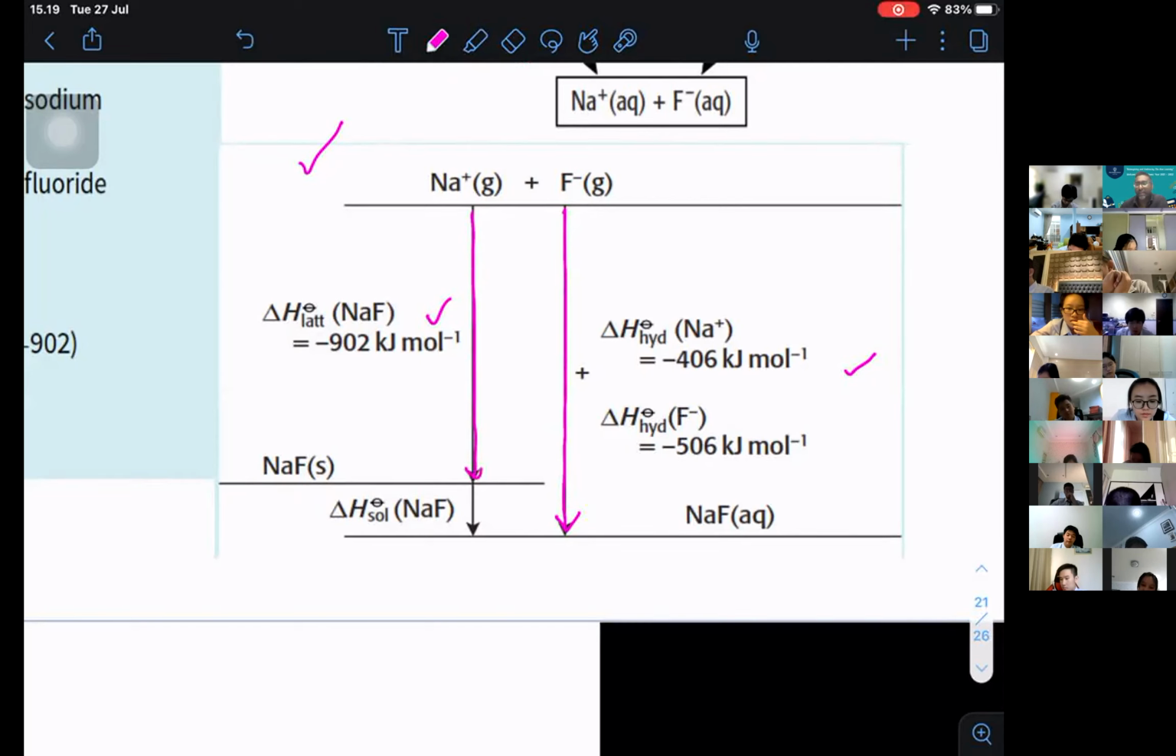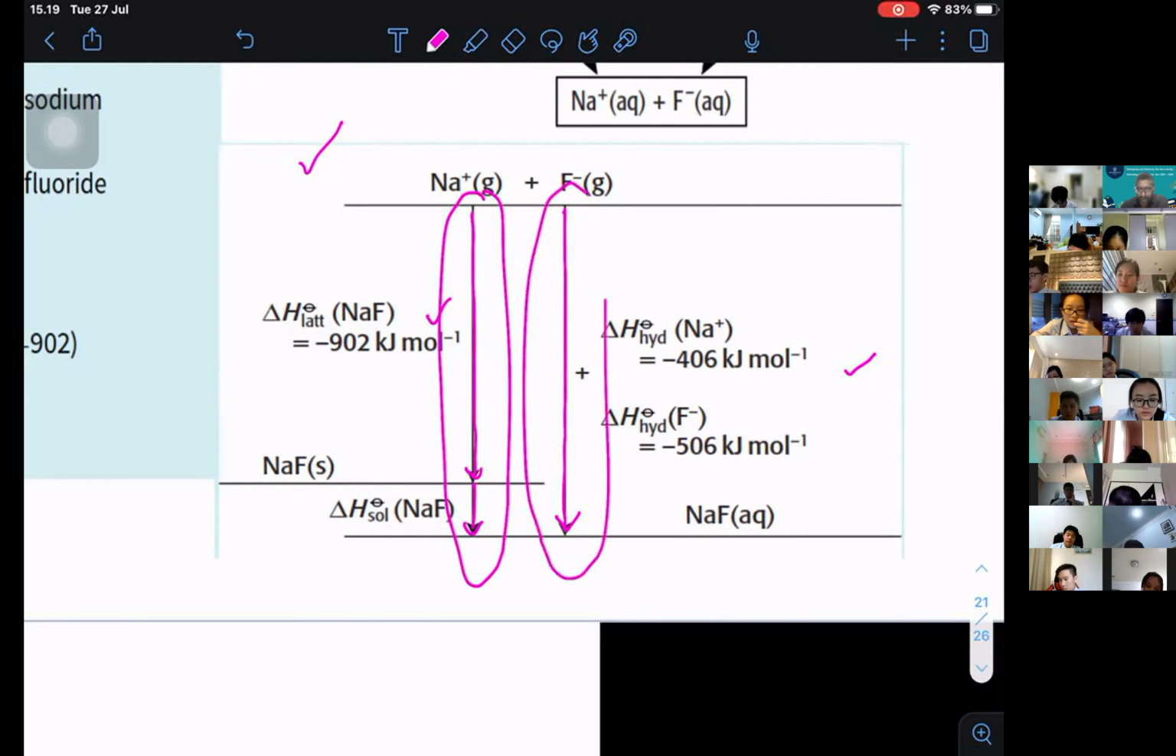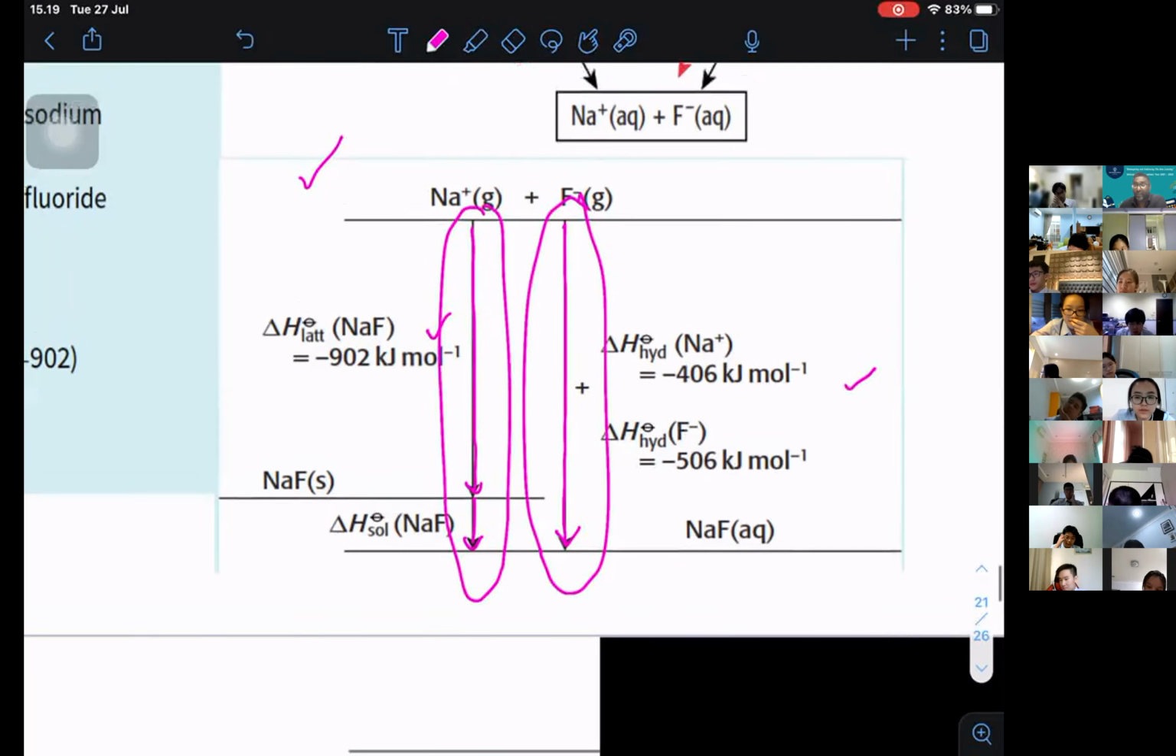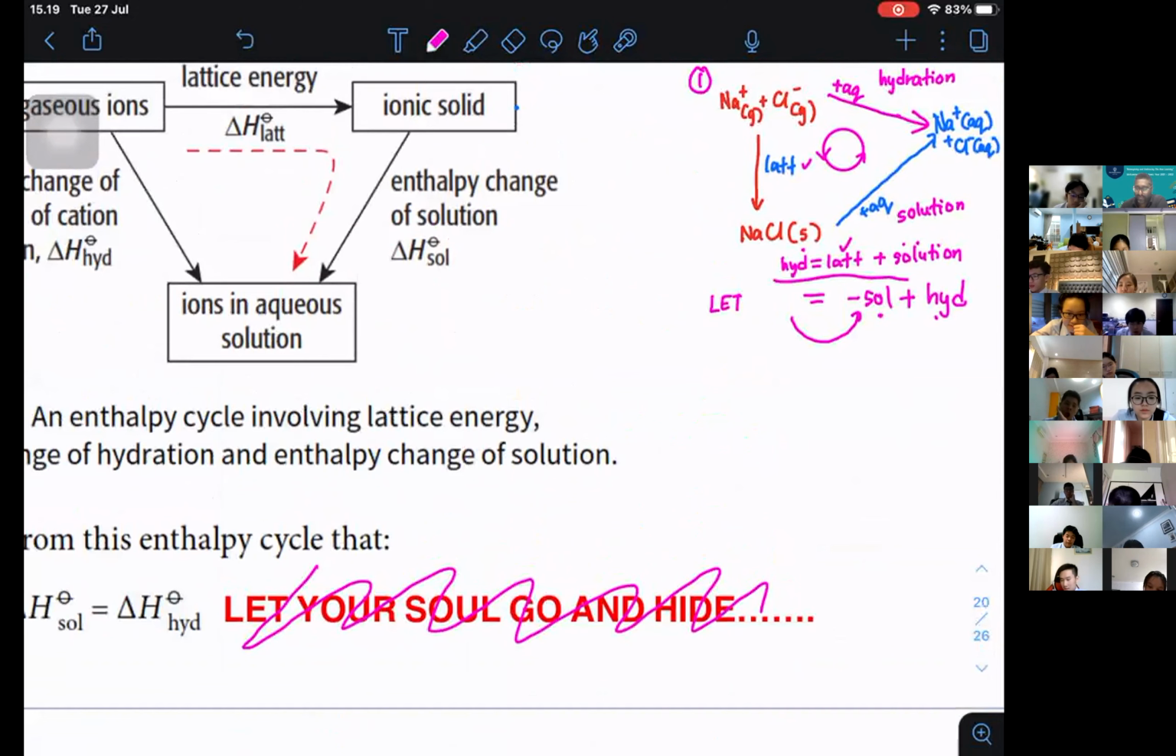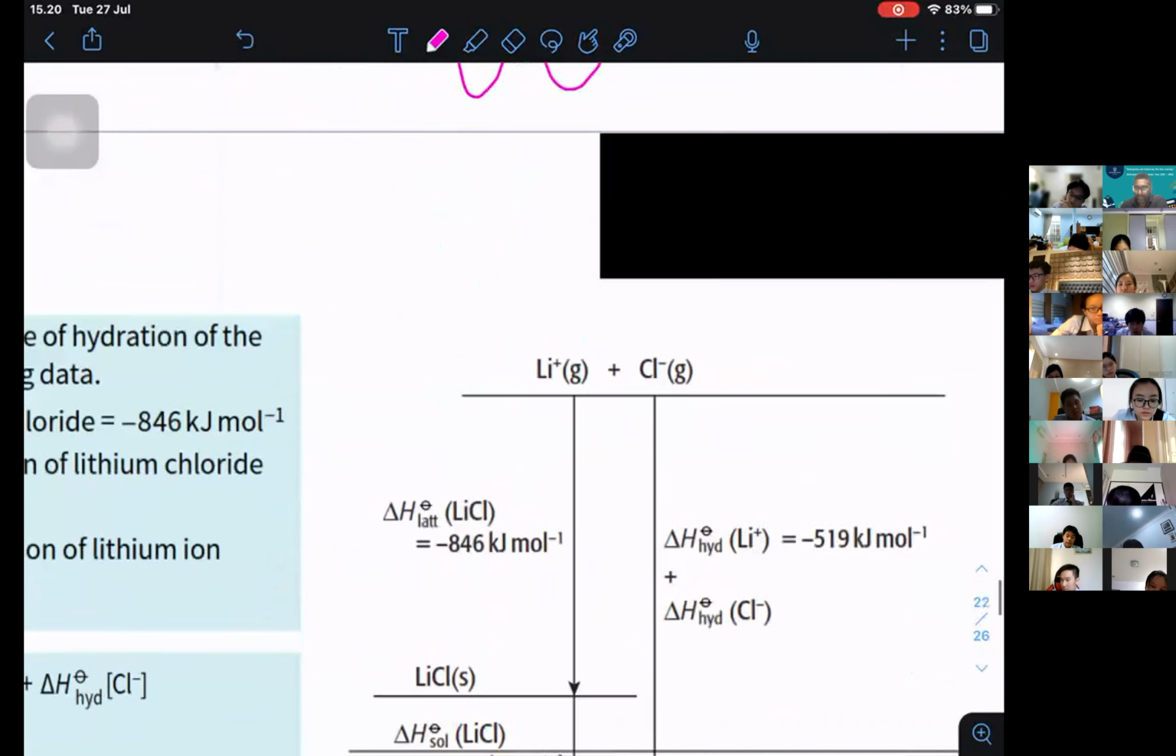Solution can be positive, can be negative. But what you can see over here is your lattice energy plus solution is the same as your hydration. So this diagram is actually telling you about this formula, if you can relate that. Even you can see here.